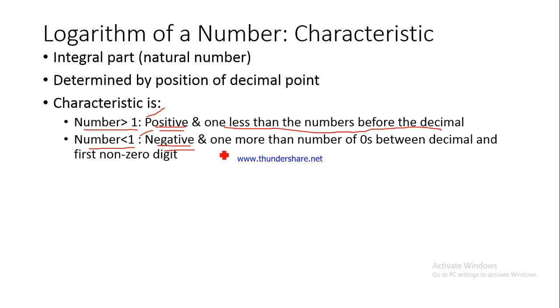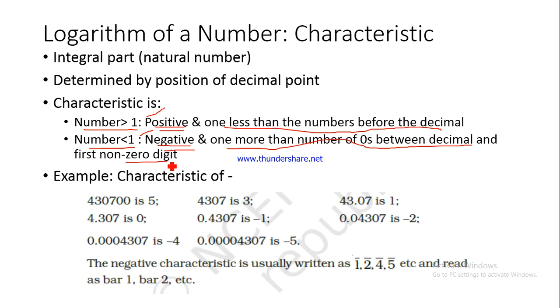And how do I find the characteristic? Negative would be the sign, and the characteristic would be 1 more than the number of zeros between decimal and first non-zero digit. We'll understand this. So let me take this particular example, 430700. Now this is a number which is greater than 1. Naturally you can understand this also, that it is basically a number which is greater than 1, which means the characteristic is going to be positive, right? So the characteristic is going to be positive, so I put a plus sign here.